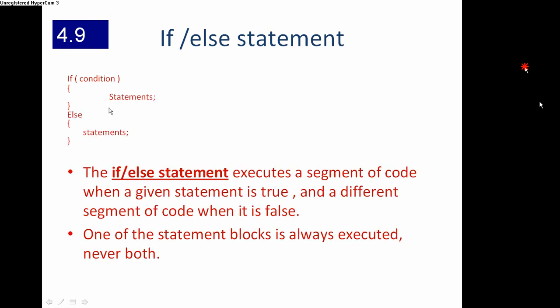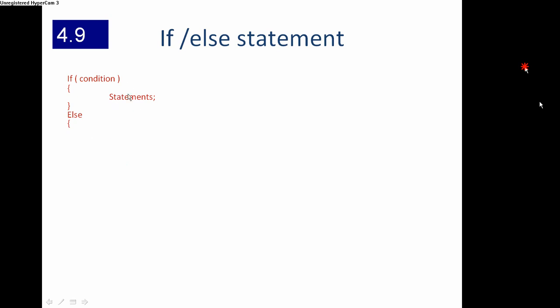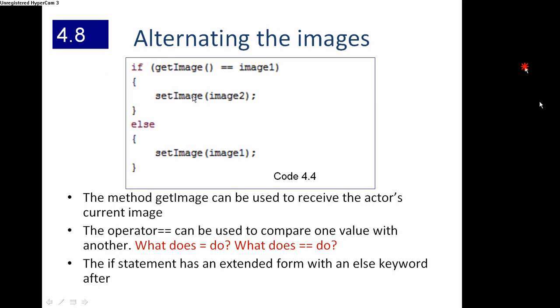Here's our if-else statement again. The if-else statement executes a segment of code when a given statement is true and a different segment of code when it's false. One of the statement blocks is always executed, never both. So either this one's going to happen or this one's going to happen, but not both. Let's go back to our slide before. Either this is going to happen or this is going to happen, but not both.